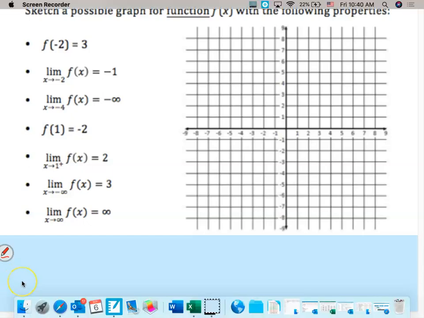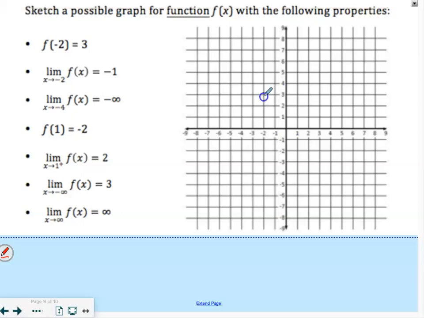All right. First thing that we're going to do is make sure we plot the dots. So (-2, 3) and (1, -2). The limit as x approaches -2 has to be -1. We already have a point at -2, so I can't put another point here. What am I going to have to put? An open circle. There's got to be a hole there because you can't have 2 points vertically or it's not a function, right? Got to be a function. All right, so you have to have a hole there.